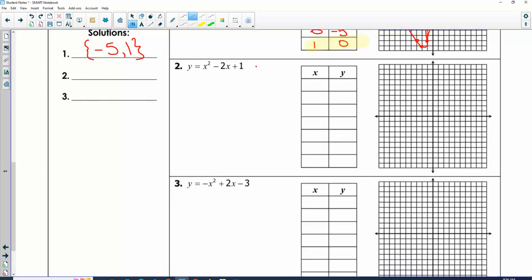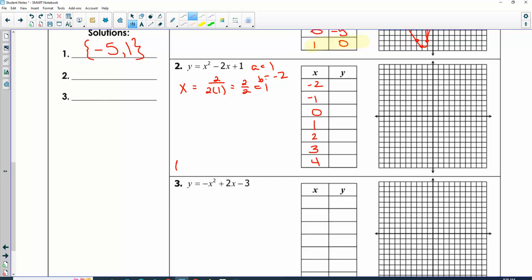what is my A on this one? And my B? So if we're doing the vertex, the opposite of B, the opposite of negative 2 is positive 2, over 2 times A, so 2 times 1. So we have 2 over 2, which is 1. So that is the x value of my vertex. And then we need to go smaller and bigger.